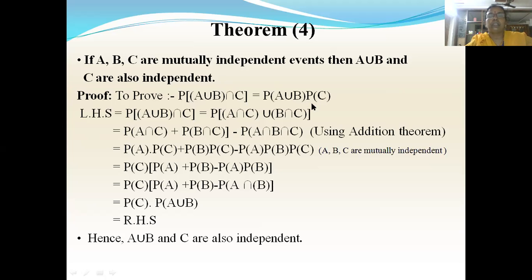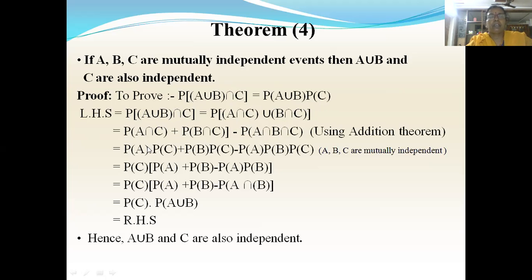Now how to prove this? We'll consider this LHS side. P of A union B intersection C. I'm simplifying this. You get P of A intersection C union B intersection C. So using addition theorem, I'm considering this as one event and this is another event. So using addition theorem for two events, I can rewrite this as P of A intersection C plus P of B intersection C minus P of A intersection B intersection C.